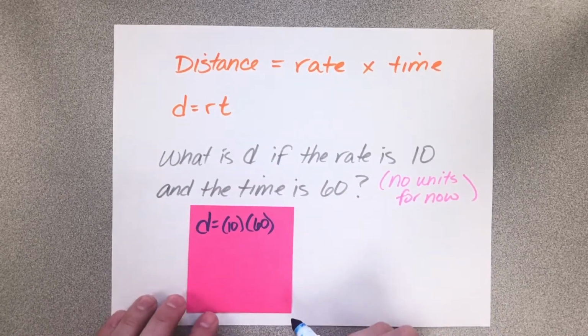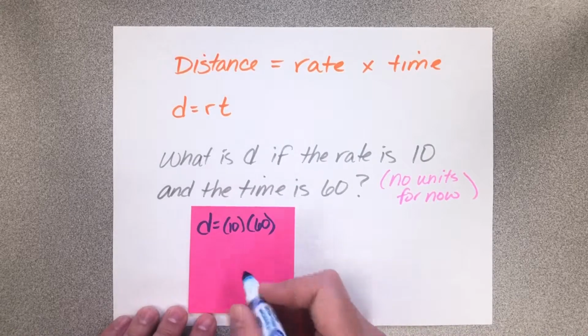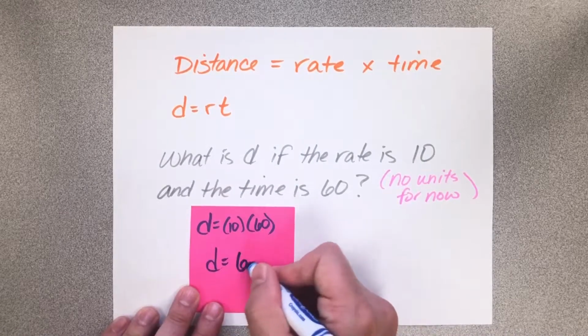This one I can do by hand. I don't necessarily need the calculator for it. 10 times 60 means I have a distance of 600.